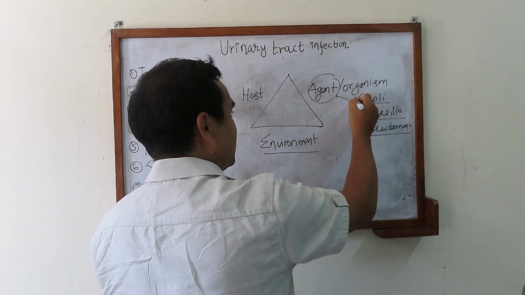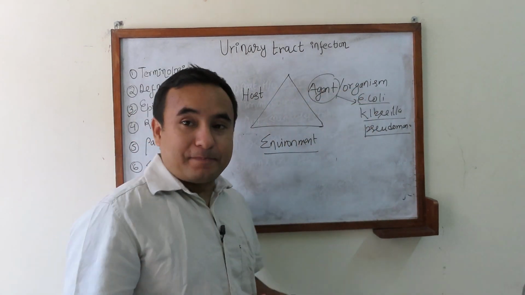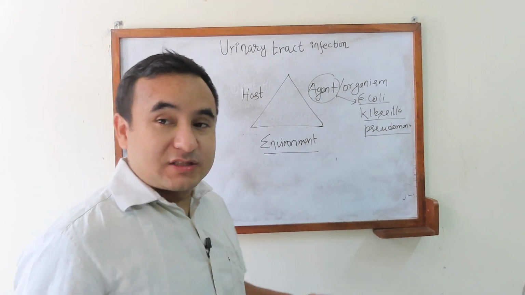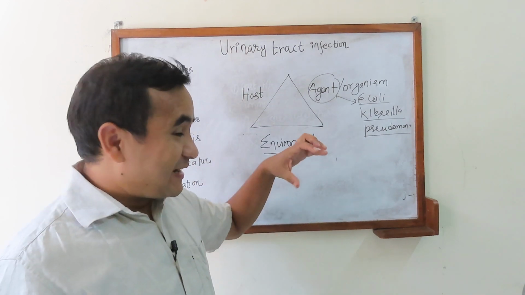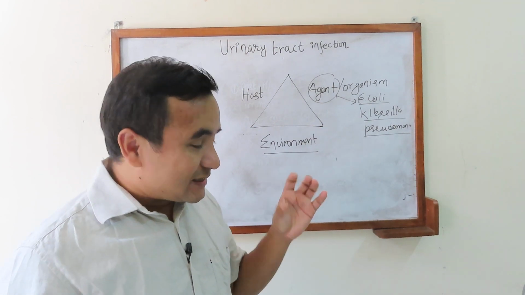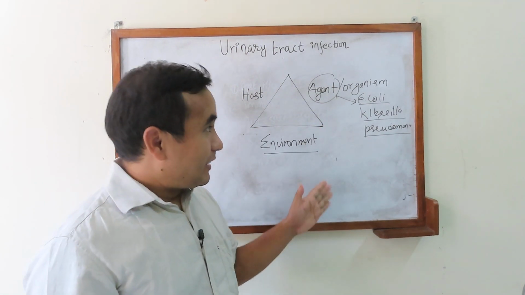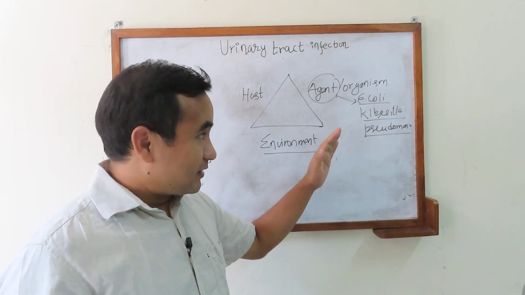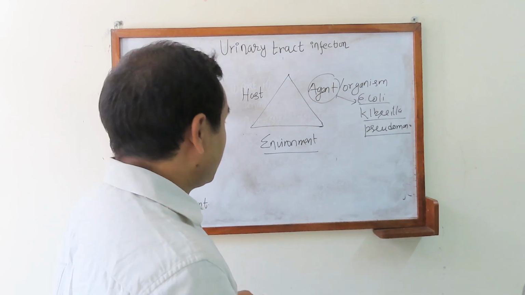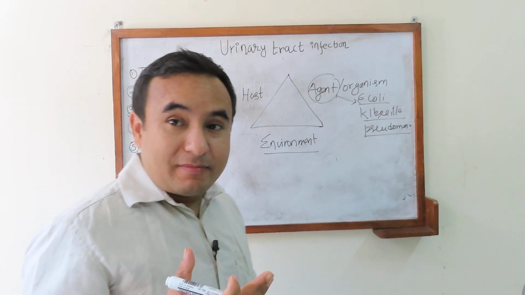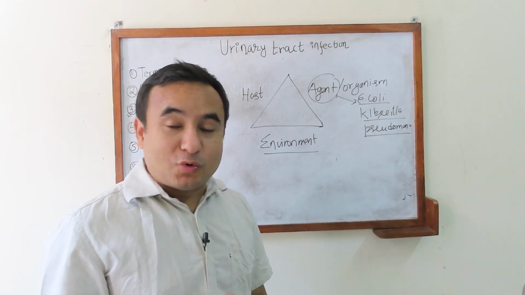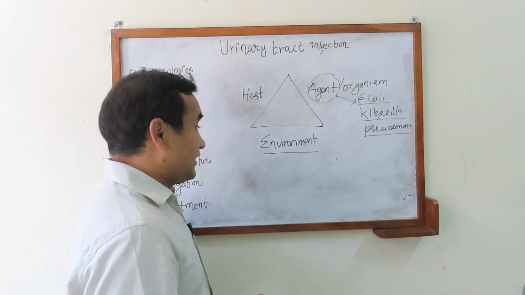So, okay, agents. They have the fimbriae. Like E. coli has the fimbriae which can attach to the urinary tract. So this characteristic of the E. coli makes them able to infect the urinary tract. So that is the agent. Environment wise, some persons have a favorable environment for these organisms like E. coli or Klebsiella. What are those favorable environments?